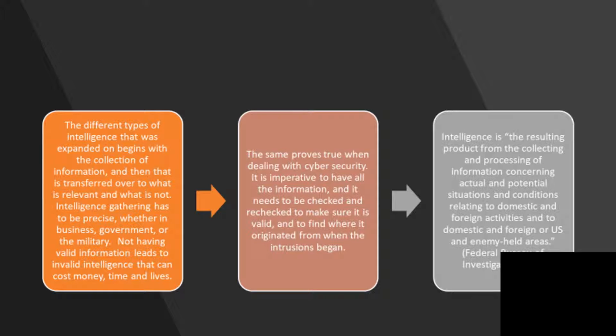The different types of intelligence that were expanded on begin with the collection of information, which is then transferred over to what is relevant and what is not. Intelligence gathering has to be precise, whether in business, government, or the military. Not having valid information leads to invalid intelligence that can cost money, time, and lives. The same proves true when dealing with cybersecurity. It is imperative to have all the information, and it needs to be checked and rechecked to make sure it is valid and to find where it originated from when the intrusions began.